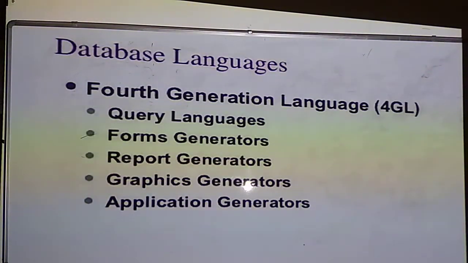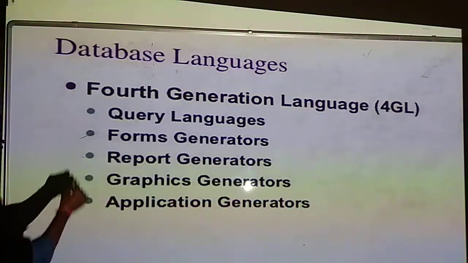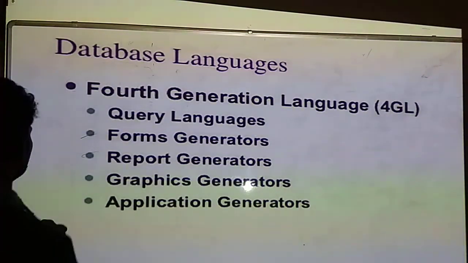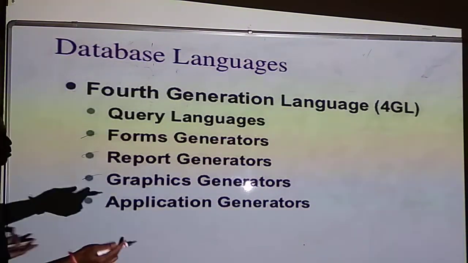And the report generator: when multiple things have been stored in your database and you want to generate a report or analyze the data, we generate reports. For example, if you are working in a hospital, you will generate the reports of a patient. And the graphical generator is used for extracting the data from the database. The data is displayed in the form of graphs, such as flow charts, pie charts, and so on.